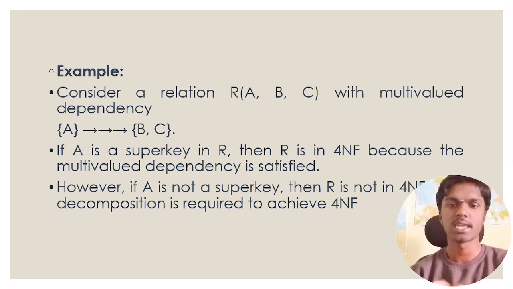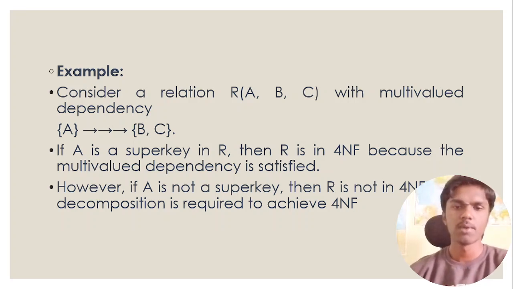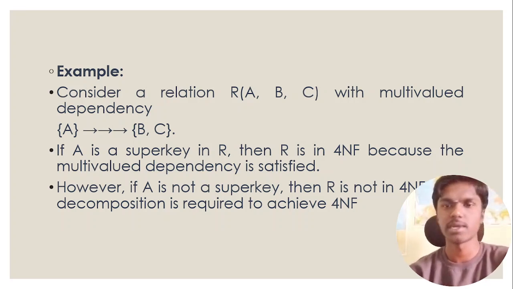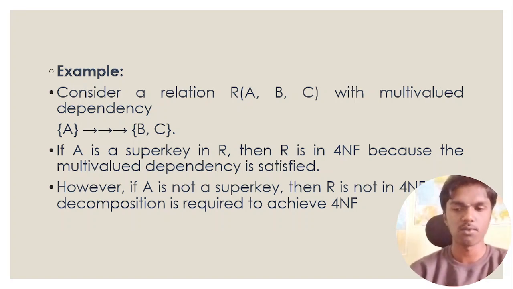So let us consider an example. Consider a relation R of A, B, C with multivalued dependencies where A is related to B, C. If A is a super key in relation R, then R is in 4NF because the multivalued dependency is satisfied. However, if A is not a super key, then R is not in 4NF and decomposition is required to achieve 4NF.